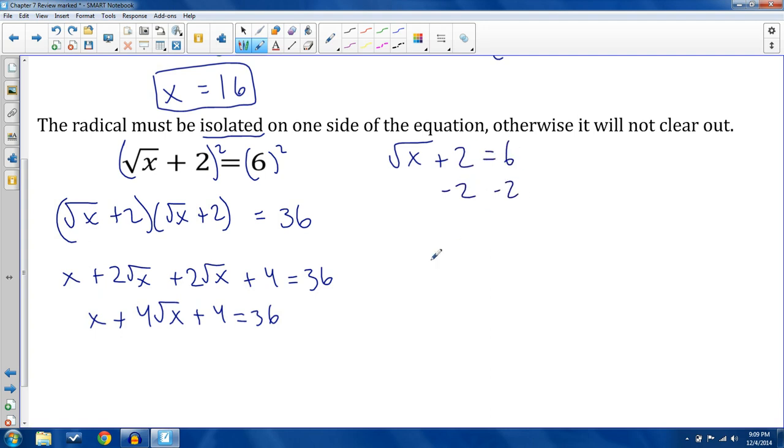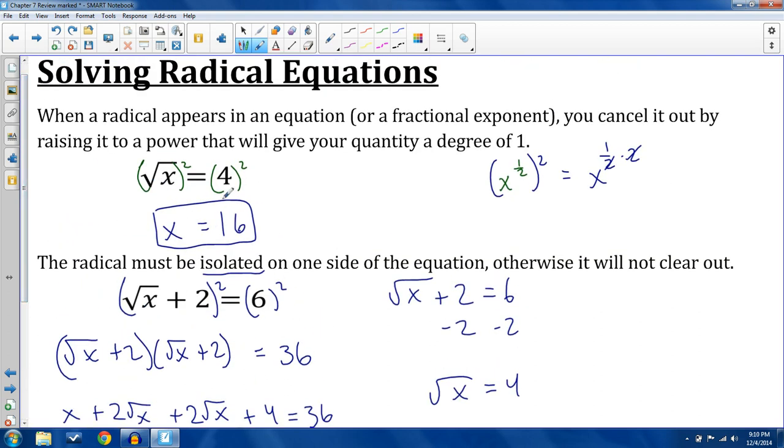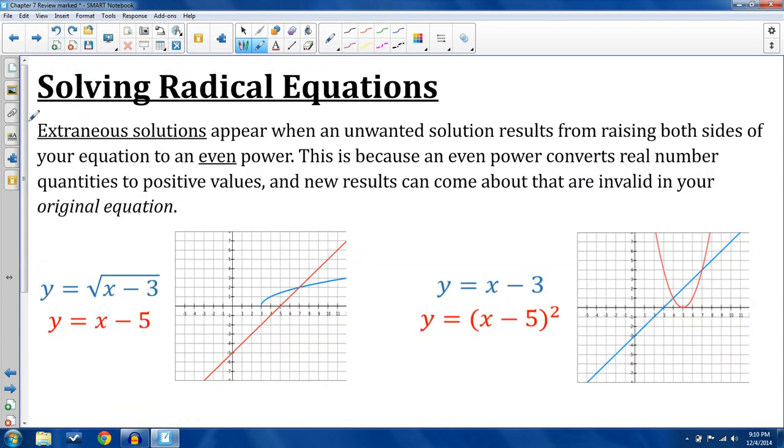Subtract the 2 and you'll get square root of x equals 4. Then you can square it. Then it clears out just like we did right here. And you get a prime example of what you can do. So let's go ahead and try to solve some radical equations here.